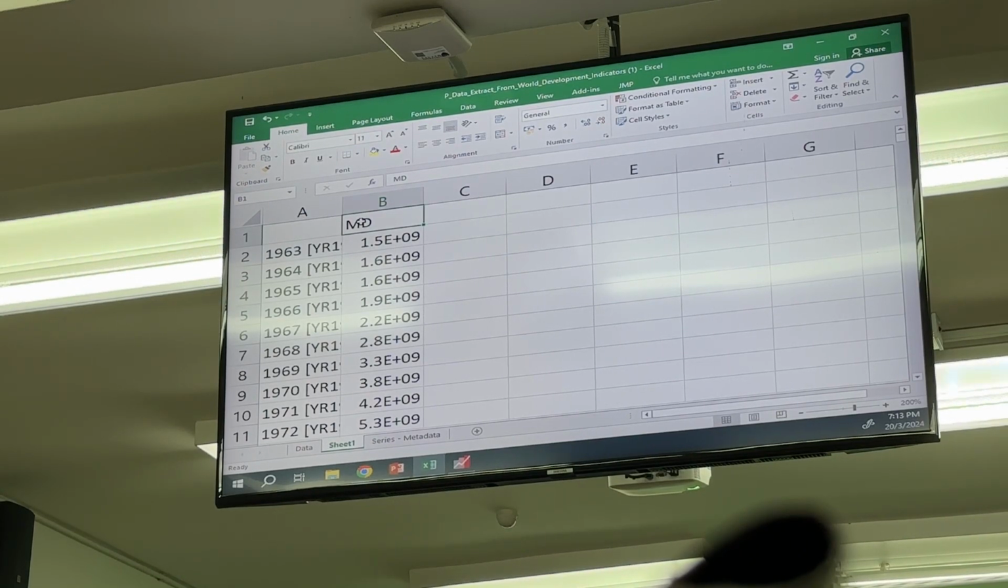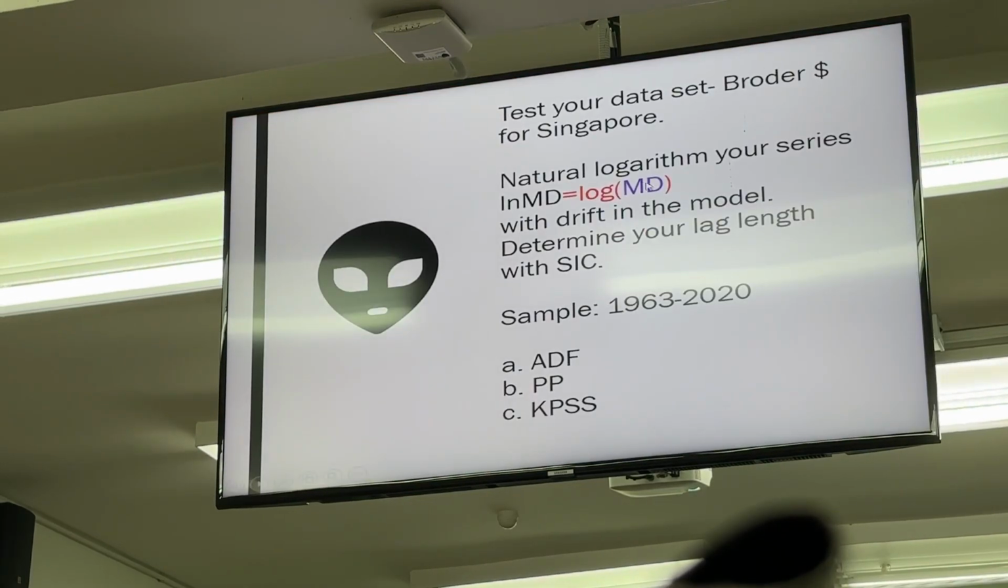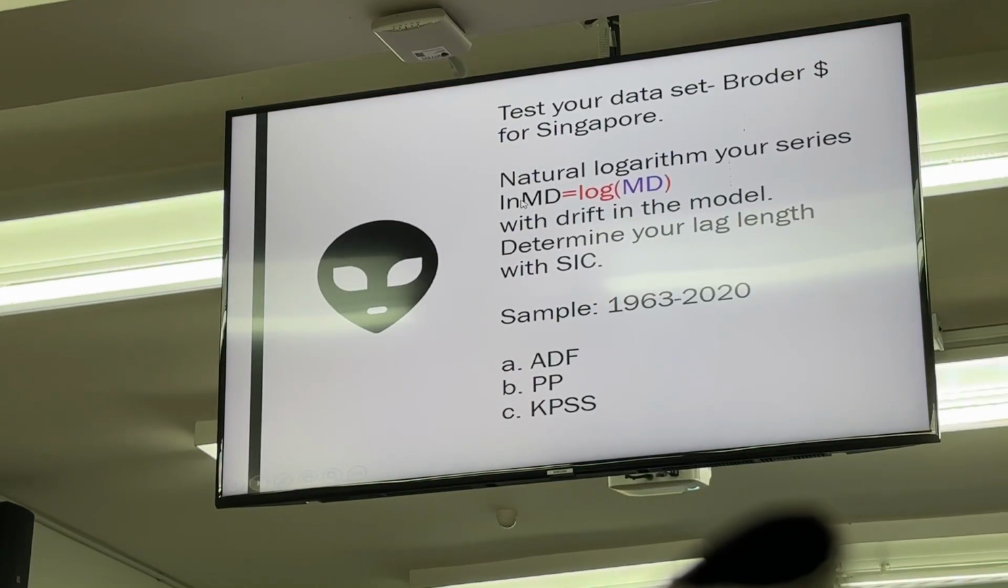MD stands for money demand. I use a short form now. It depends on what name you want to input inside. I put MD here, so in the command you use this one. How to read it? LNMD is a new name, equals log in the parentheses. The red color is a command to log your series. To log what series? To log the MD series.